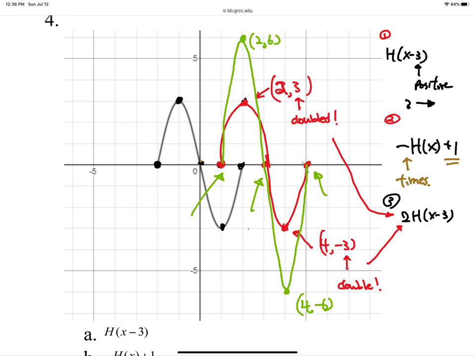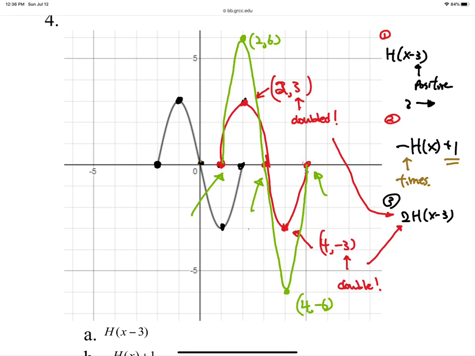The new graph looks like this. Starting at 1, 0, up to 2, 6, down to 3, 0, down again to 4, negative 6, and back up to 5, 0. Okay? So definitely just a little bit of stretching on top and bottom, both sides. Both the top and the bottom get stretched. It's like pulling on a spring almost. Okay.